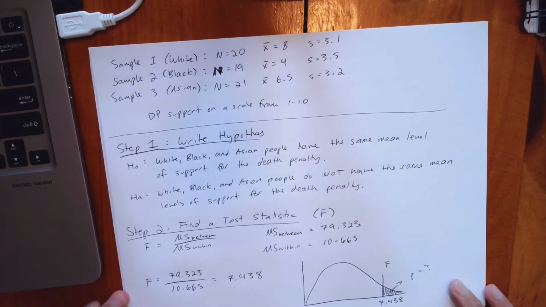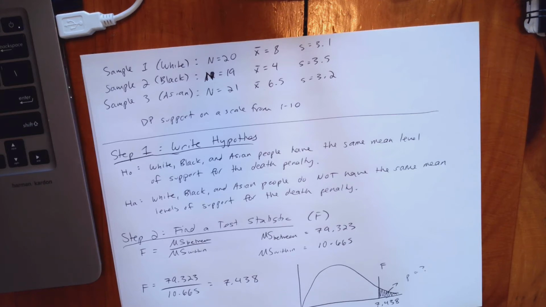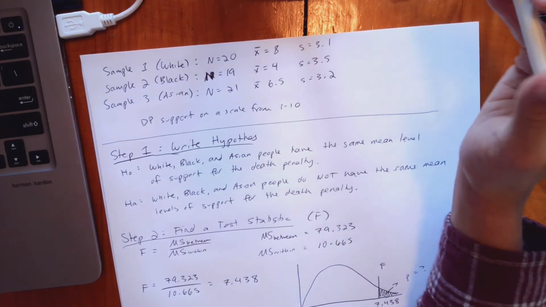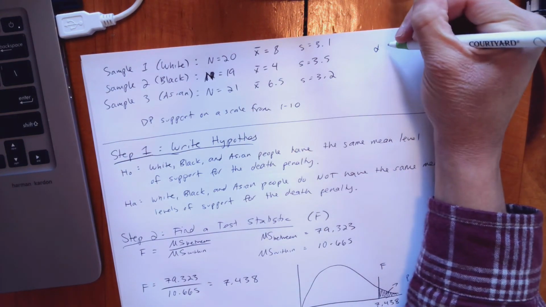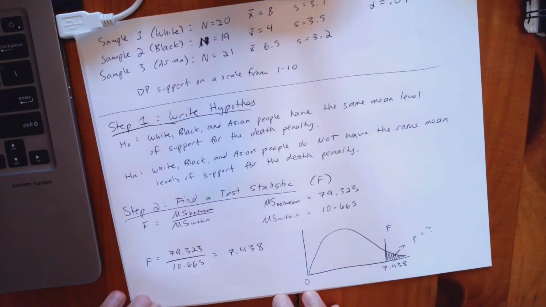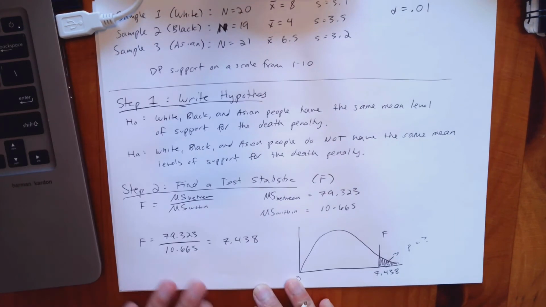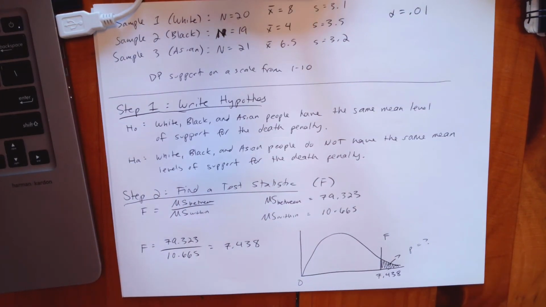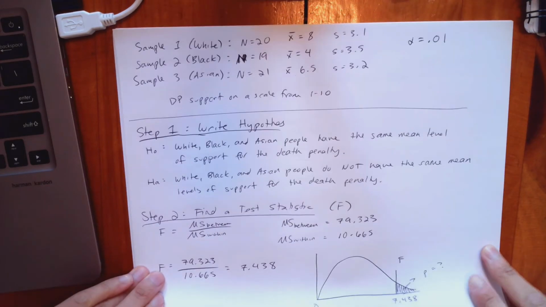And our standards, as you remember, are going to be based in our alpha level. The alpha level is chosen by the researcher, and common values are 0.05, 0.01, and 0.001. So in this case, I'm going to say that our alpha level is equal to 0.01. So the last question we have here is, is our F statistic big enough that our p-value is less than 0.01? If it is, we'll have evidence that attitudes about the death penalty are different among these three groups.